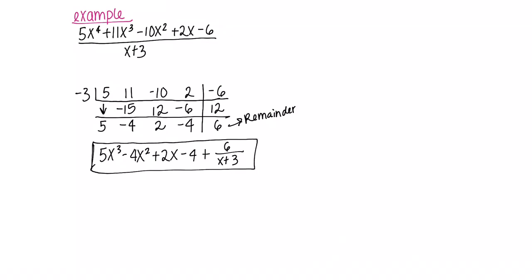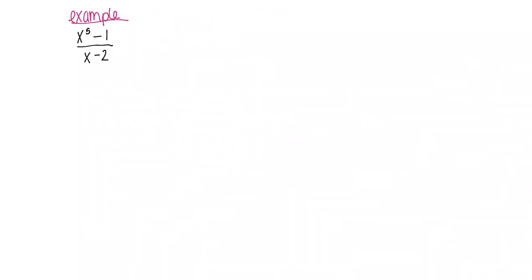Bam, easy as that. So let's just do one more for good measure. All right, so with this guy, x to the 5th minus 1 over x minus 2. Let me just talk about the missing powers here. We are missing an x to the 4th, we're missing an x cubed, we're missing an x squared, we're missing an x, and then we have the minus 1 all over x minus 2.